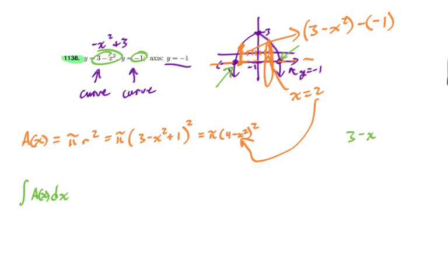3 minus x squared equals -1. Subtract 3. Negative x squared equals -4. Multiply both sides by -1, and now I have x squared equals 4, so x equals positive or negative 2.